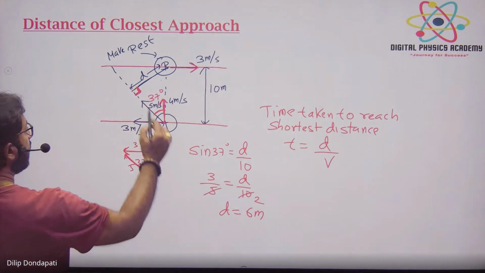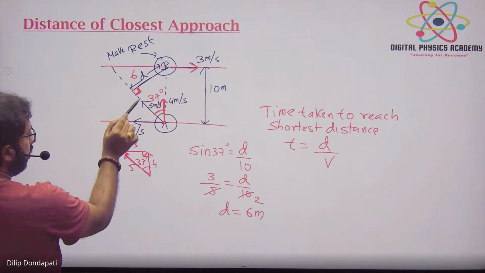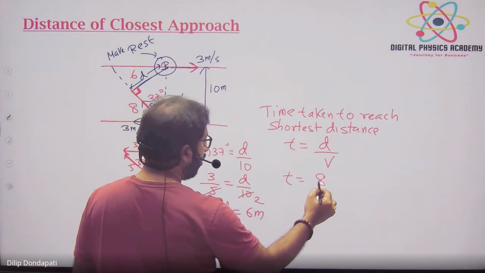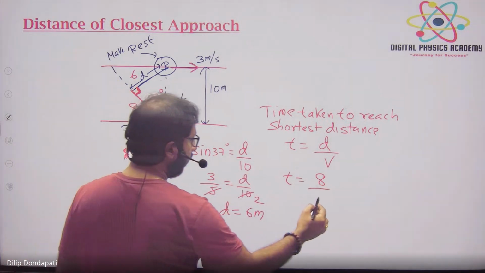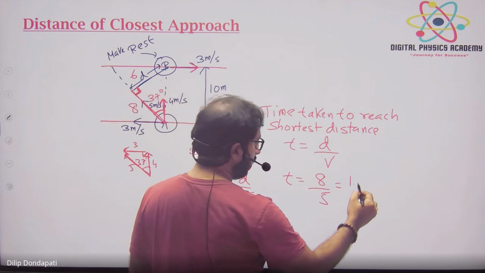So you got the distance as 6. This is 10. So by using Pythagoras theorem, try to find this one. 8. So time is equal to distance, which is 8, by speed in that direction, which is 5. So it is 1.6 seconds.